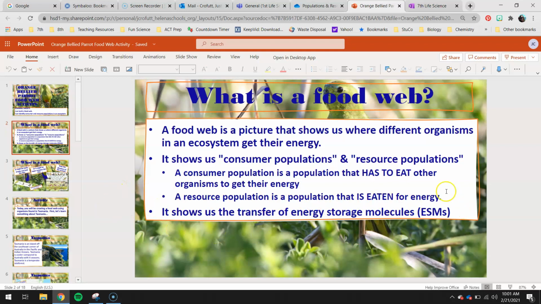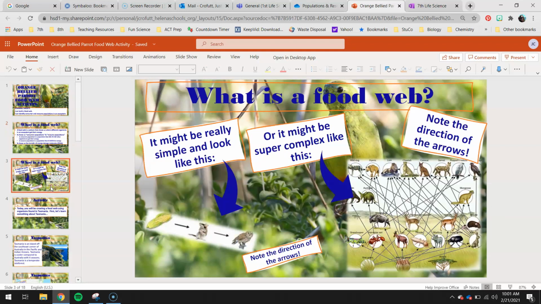A food web also shows us the transfer of energy storage molecules. Again, if you have done 2.1 or 2.2, you will understand why energy storage molecules are so important outside of the obvious. So what is a food web? It might look simple like this, where we have corn giving its energy to a mouse, and the mouse is getting eaten by the owl, so it's giving its energy to the owl. Notice the direction of the arrows. The arrows point in the direction that shows the transfer of energy.